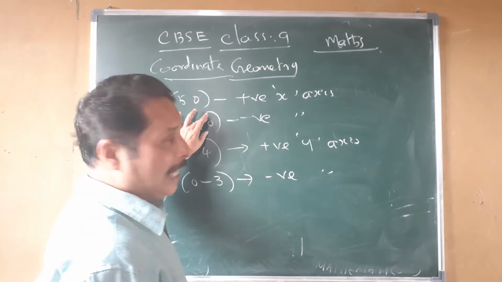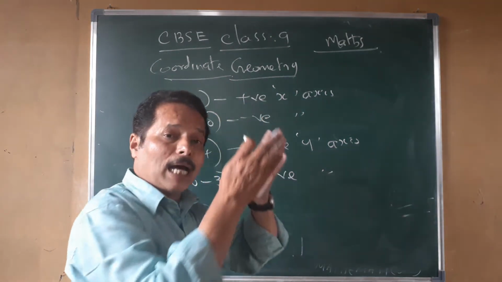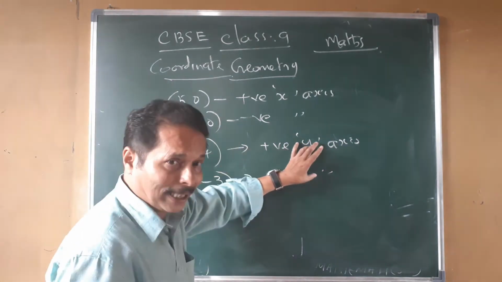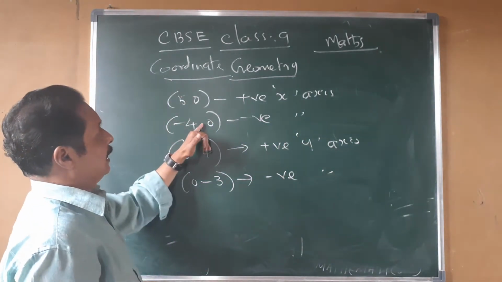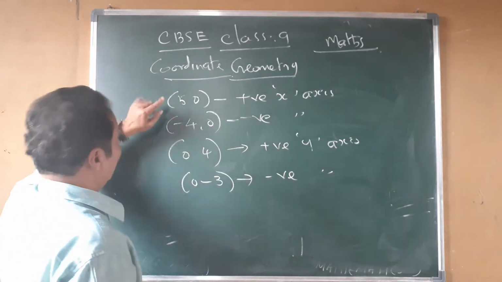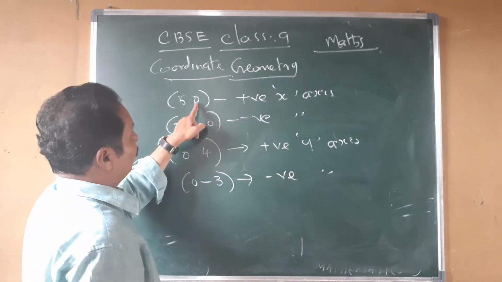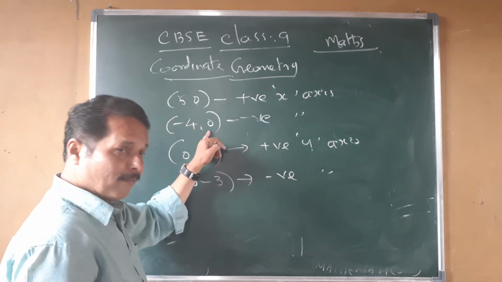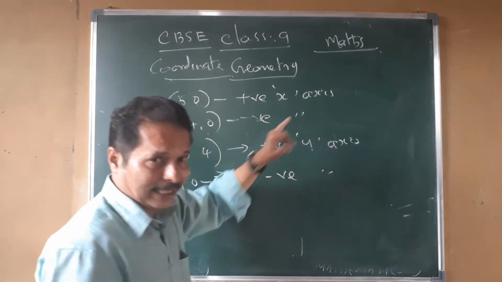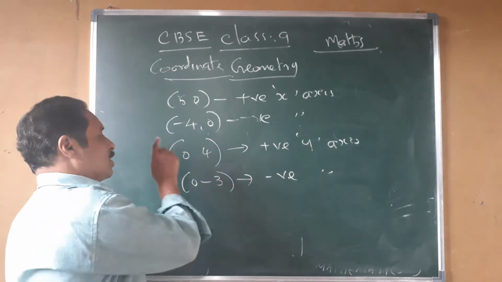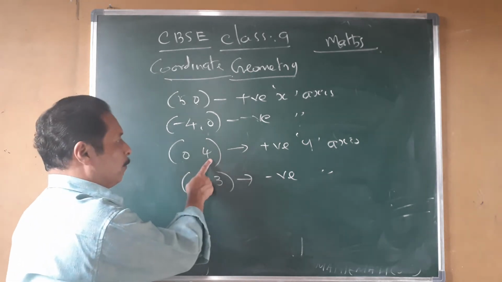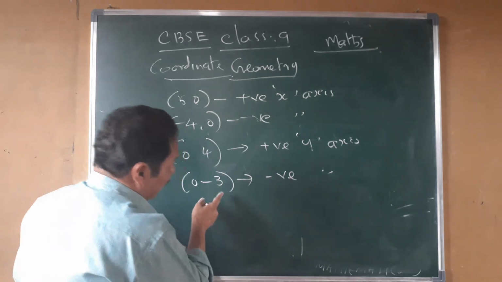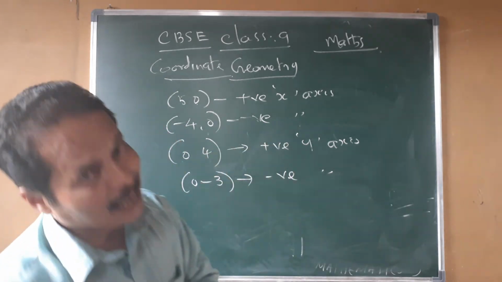If the x coordinate is 0, it lies on the y-axis. If the y coordinate is 0, it lies on the x-axis. And here, x coordinate positive, y 0, then it is on the positive x-axis. X coordinate negative, y equal to 0, then it is on the negative x-axis. X coordinate 0, y coordinate positive is on the positive y-axis. X coordinate 0, y coordinate negative is on the negative y-axis.